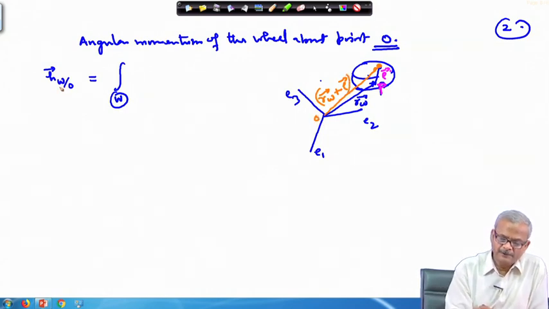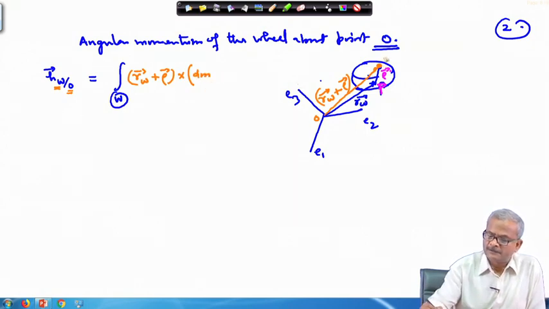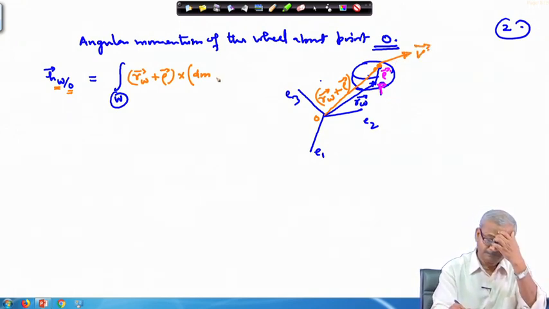So, angular momentum of the wheel about the point O is given by r w plus rho cross d m times velocity of this point. So, let us say the velocity vector is directed here.